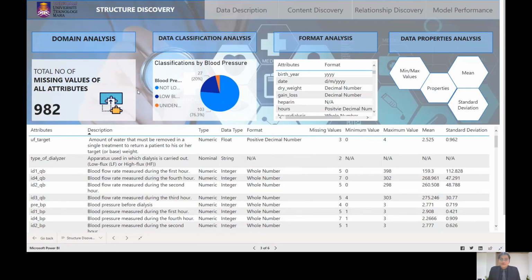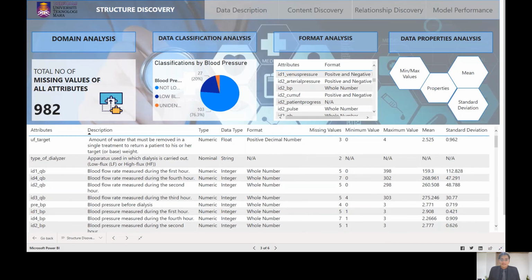Domain analysis shows the total number of missing values for the raw data. Classification analysis shows the number of classifications of blood pressure by using a pie chart. Format analysis shows each attribute and its format in a simple table. And data property analysis, which is the study of min-max values, mean and standard deviation of the data, was shown in the final table of structure discovery findings, combined with the other analyses.